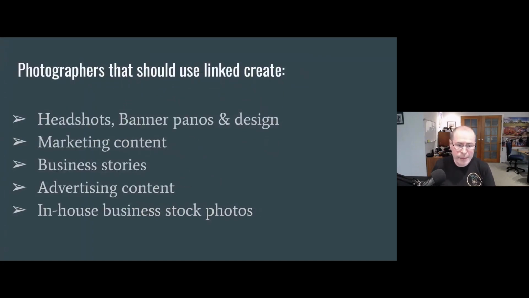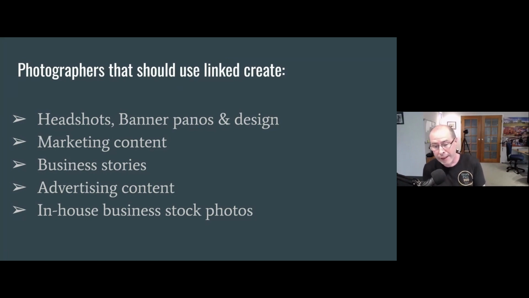Some of the things that you'll be able to create, and I'll talk a little more about this afterwards, are headshots, banners, panoramic shots. You'll be able to create content for marketing, business stories, advertising content, and even help.